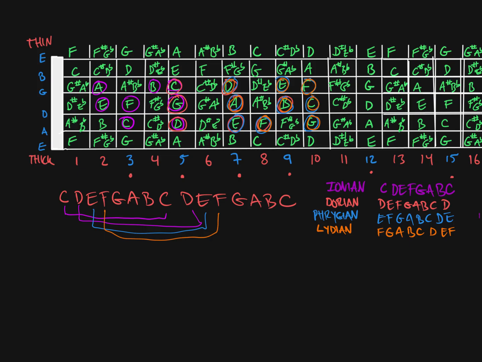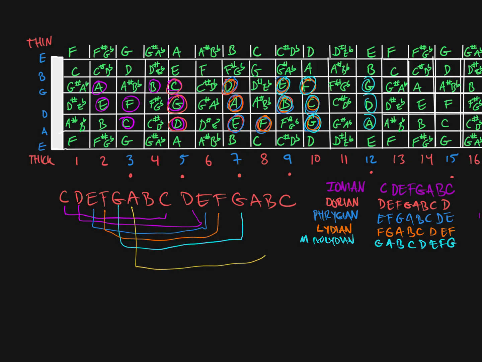The next one will be, of course, starting from G and then ending on G. This is called Mixolydian. G, A, B, C, D, E, F, G. I'll go ahead and circle that here in light blue. So you see we're kind of progressively moving down the neck. All of these are from the 5th string root, by the way.